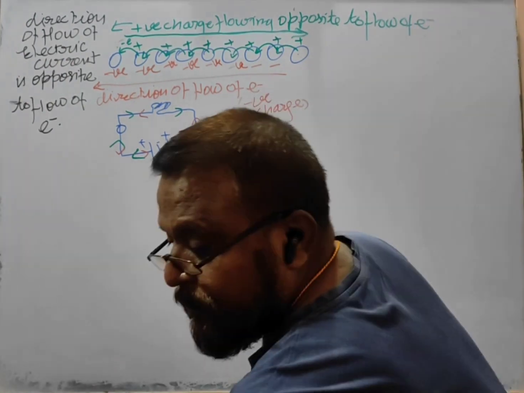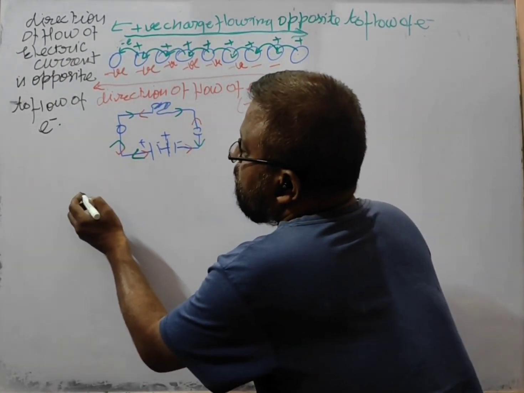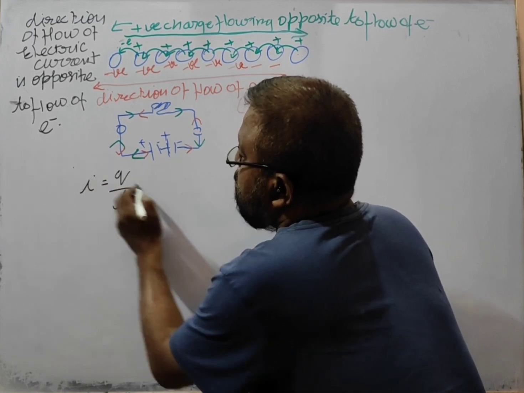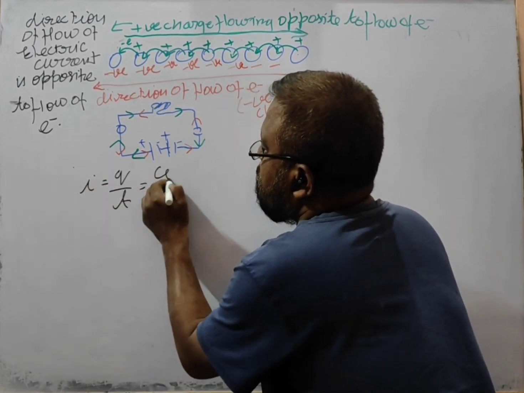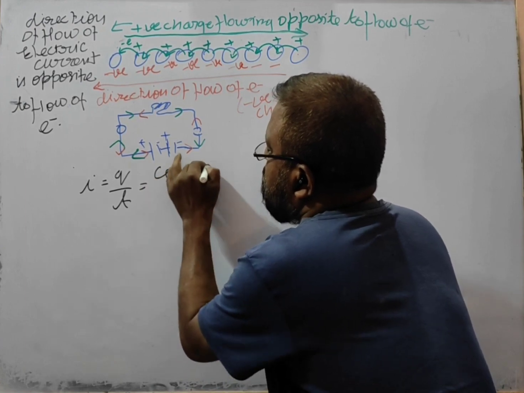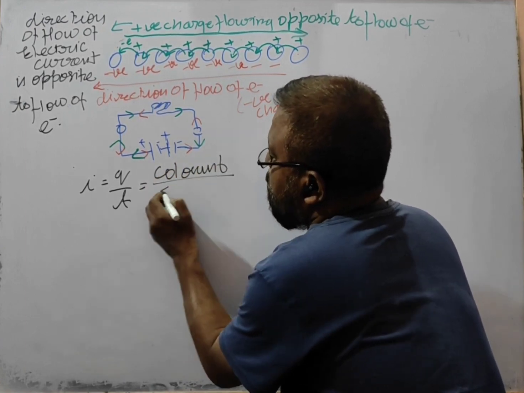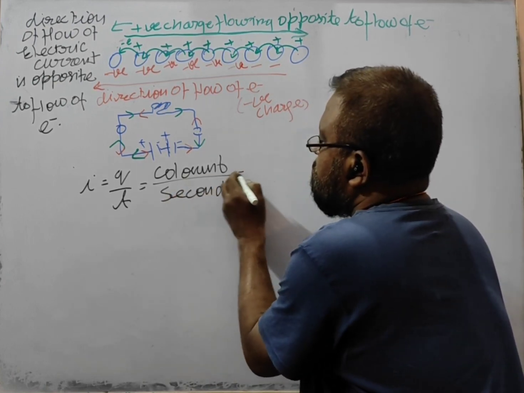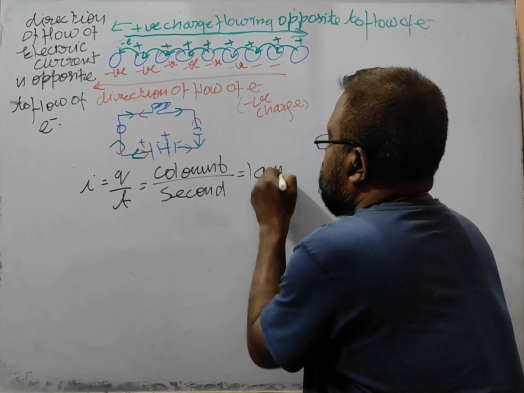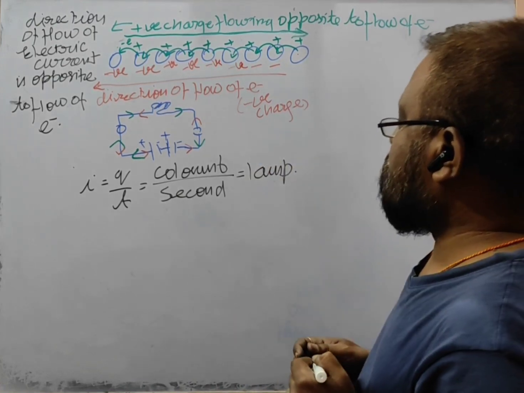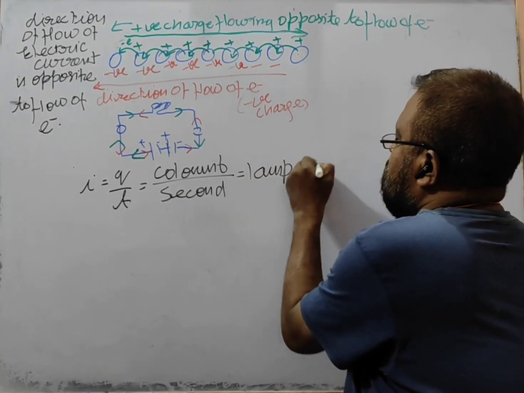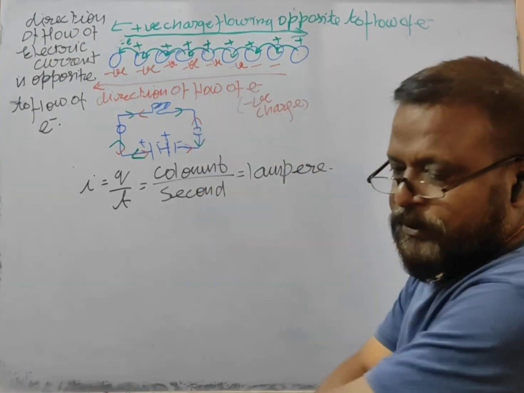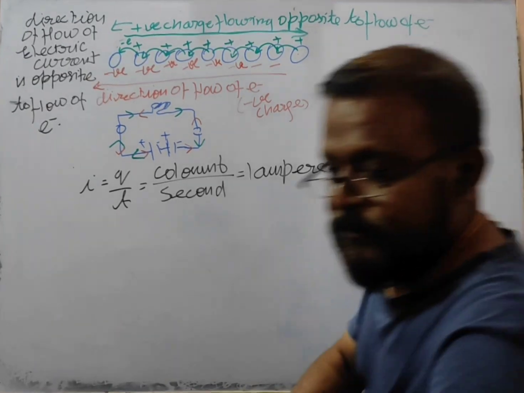I is equal to Q upon T, I told you. That is coulomb upon second, and that is equal to 1 ampere, right? Ampere. Now we have another term with us that is known as potential difference, right?